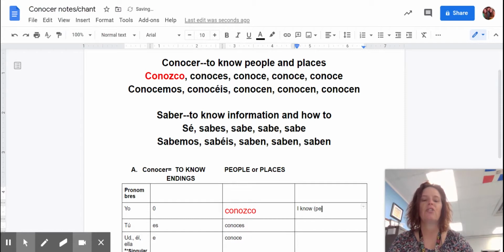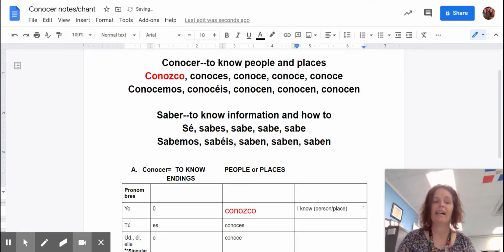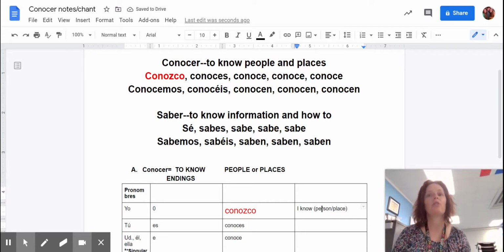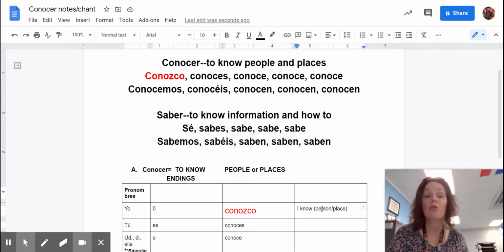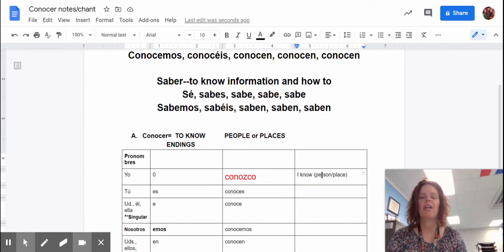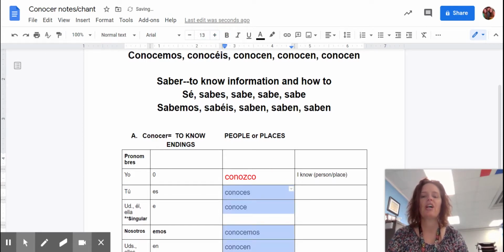You would use that if you're saying you know a person, like I know Senora Wilson, I know your mom, we know the teacher, or a place, like you're familiar with a place. I live in Waco, therefore I know Waco. We know the new mall, things like that. You're familiar with it. Now the rest of the forms of conocer are completely regular. They don't have any crazy Z additions. It's just conozco in the yo form.